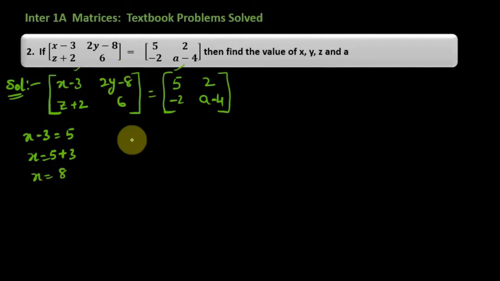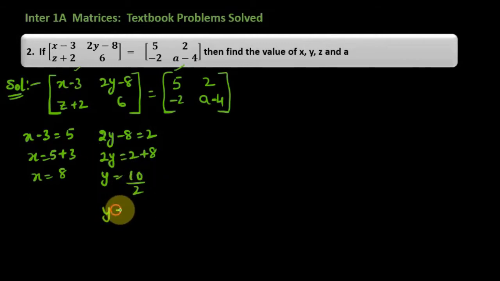Similarly, second element 2y minus 8 equal to 2, right? Then 2y is equal to 2 plus 8. Then this minus 8 goes that side, will become plus 8. Then y equal to how much? 2 plus 8 is 10 divided by 2, isn't it? Then what is the value of y? y is equal to 5.